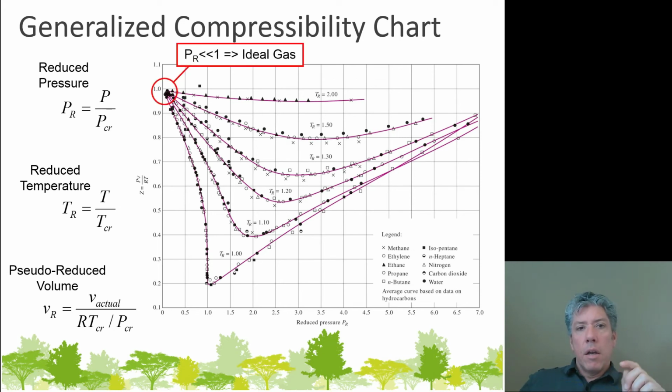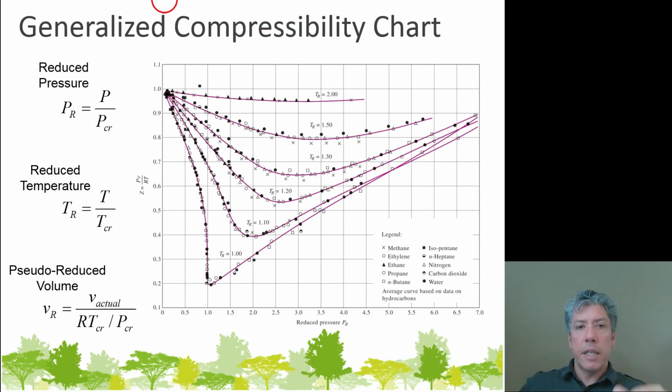Now notice something here. For low pressures, what does it mean to be a low pressure? Well, a low pressure relative to the critical pressure. So that is where the reduced pressure is much less than 1. On the x-axis, way on the left-hand side, all of the data points are grouped around about 1. So the compressibility factor is close to 1, and PV is equal to RT. That is the definition of ideal gas behavior. So sure enough, at low pressures, this chart says that gases behave quite ideally.